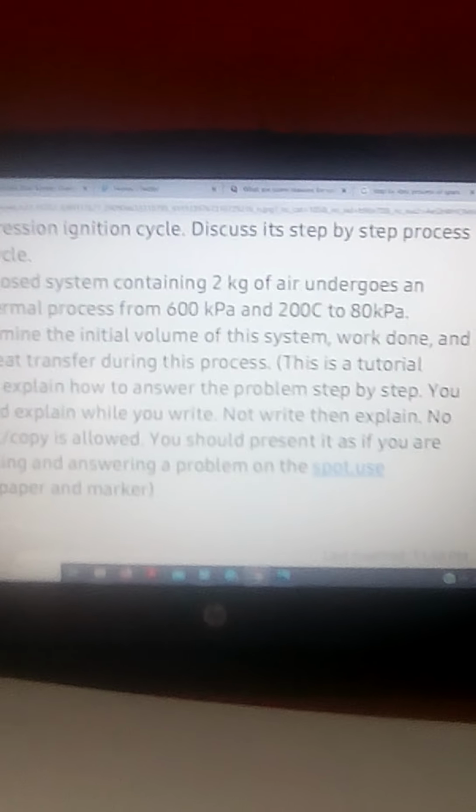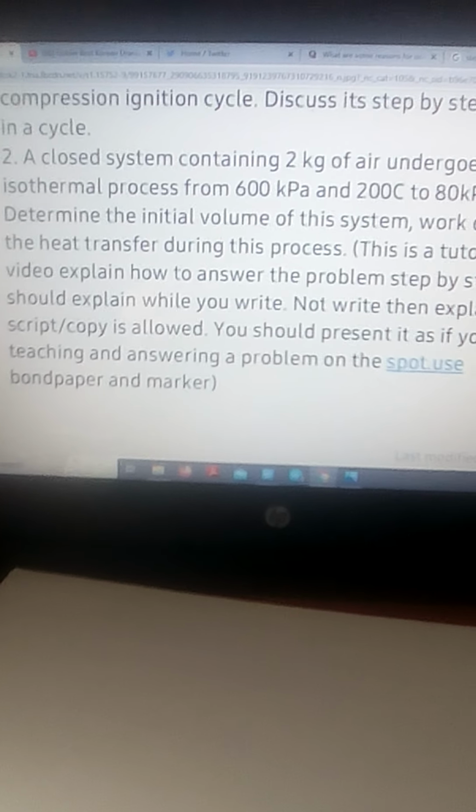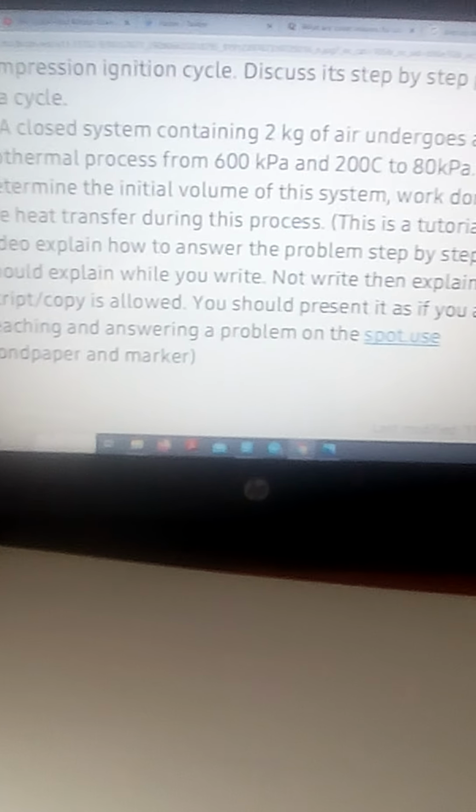Ramos, and for question number 2, a closed system containing 2 kg of air undergoes an isothermal process from 600 kilopascal and 200 degrees Celsius to 80 kilopascal. So, determine the initial volume of this system, work done, and the heat transfer during the process. So, first, we must know all the given.